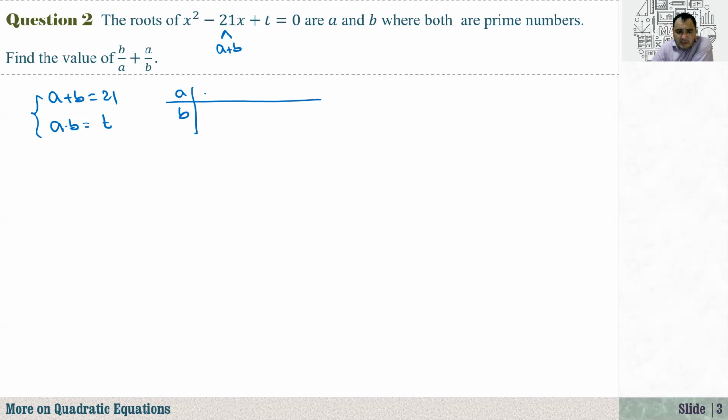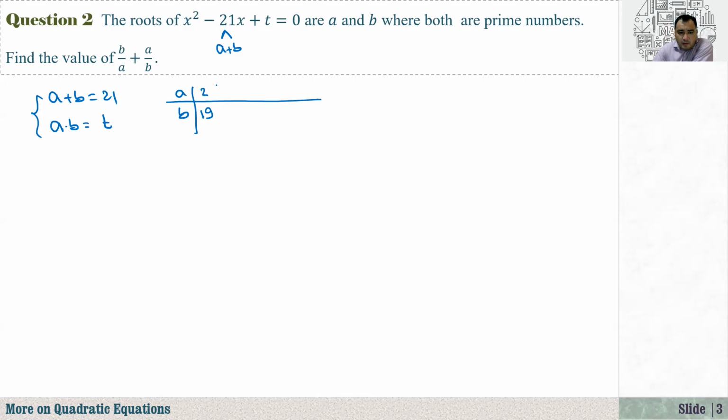So if a is equal to 2, b should be equal to 19, right? And 2 and 19 are prime numbers. Also, I could write 19 and 2, but it does not make any contribution to evaluating this expression, because a over b plus b over a is 2 over 19 plus 19 over 2. If you just interchange the places, it gives us the same result. That's why we are not going to rewrite the other pair of these numbers, like 19 over 2.